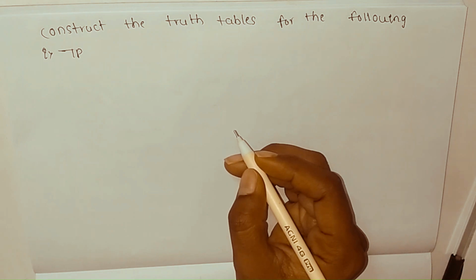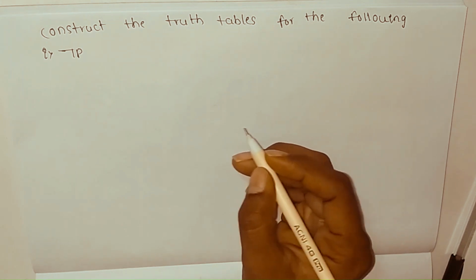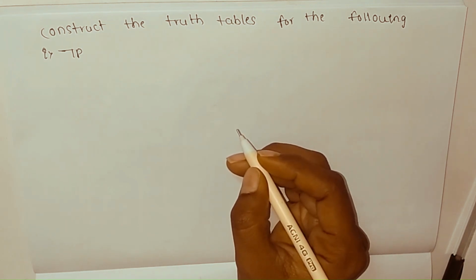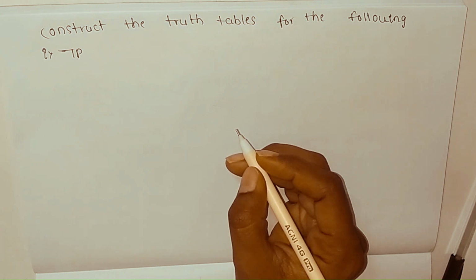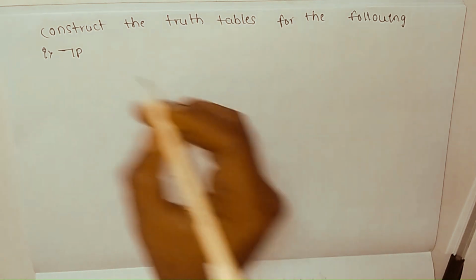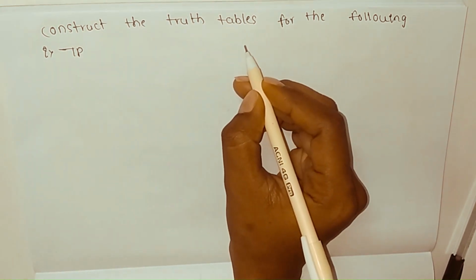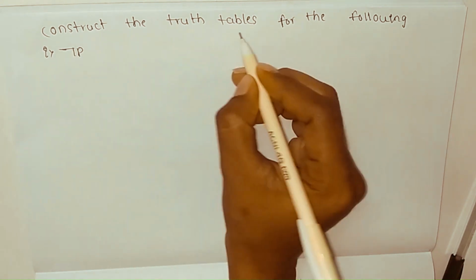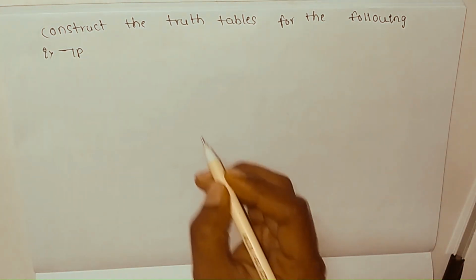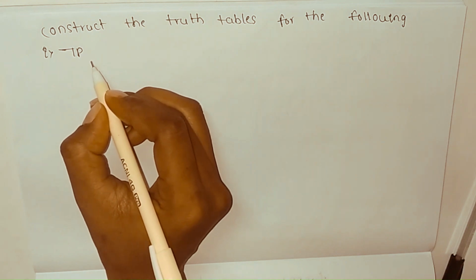In the previous lecture, we have discussed about connectives and their types. Today in this video, we are going to discuss about construction of truth tables. Now let us construct the truth tables for the following. The first one is negation P.